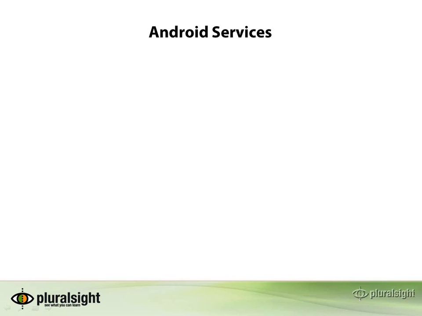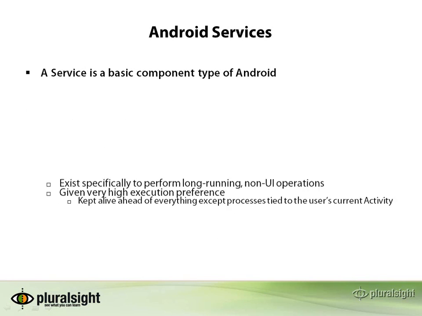The mechanism we have to let the operating system know that some activity or some task is important to the user, even though the user isn't interacting with it right now, is a service. And basically, a service is just a component type for Android. And as a component type, what that means is simply that it's some class we implement, and it's something we define inside of our Android manifest.